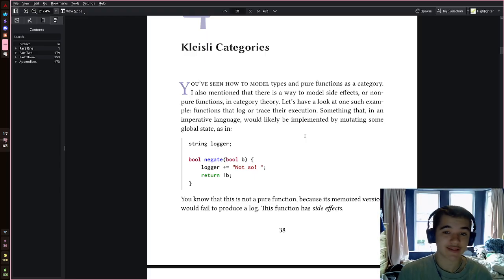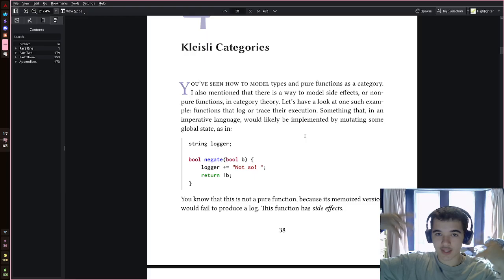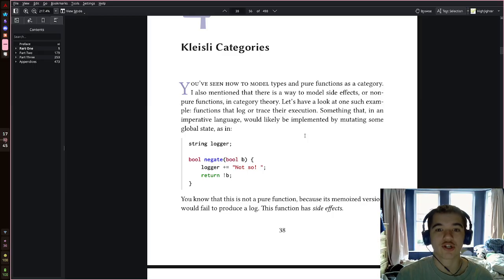You've seen how to model types and pure functions as a category. I also mentioned that there is a way to model side effects or non-pure functions in category theory. Right. Did he? I can't remember at this point, honestly. I just remember that there's a way to model side effects or non-pure functions. I guess they probably did. They showed us how to model bottoms, right, which is a funny name, but it's functions that may not return, partial functions, there you go.